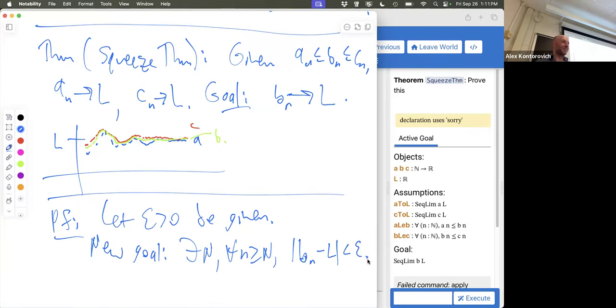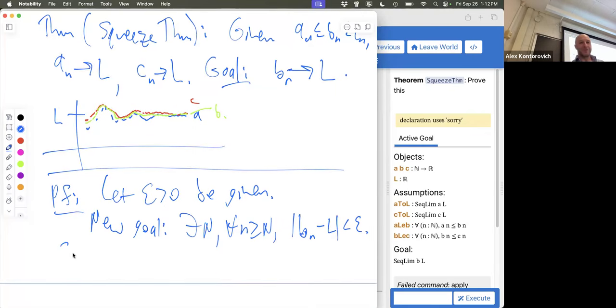John. Very interesting. Epsilon and not epsilon over 2 or something. Very good. Eventually, an will be within epsilon of L from below. Eventually, Cn will be within epsilon of L from above. And B is going to be sandwiched between those two. So we don't actually need an epsilon over 2 or anything like that. It's enough to use epsilon itself.